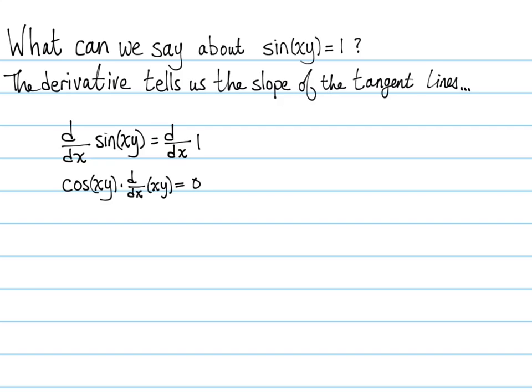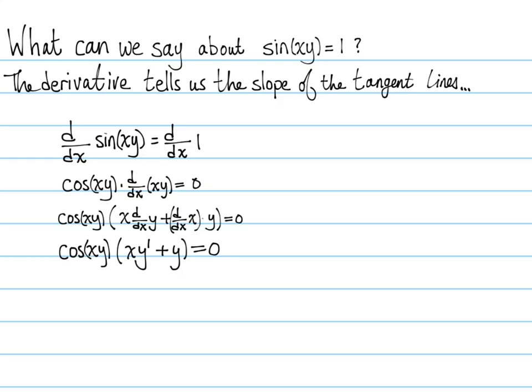Well, the derivative of sine of xy is just cosine of xy times the derivative of xy. The derivative of 1 is just 0. So how do we take the derivative of xy? Well, we use the product rule. x times the derivative of y plus y times the derivative of x. Well, that gives us x y prime plus y.